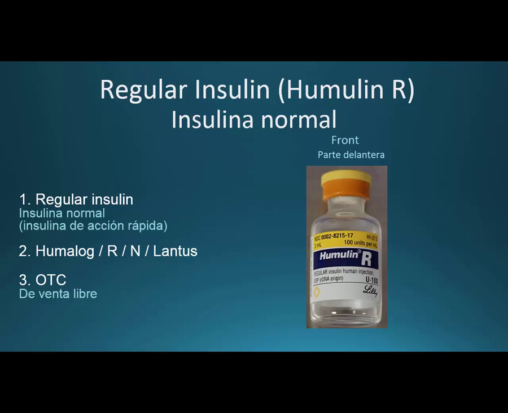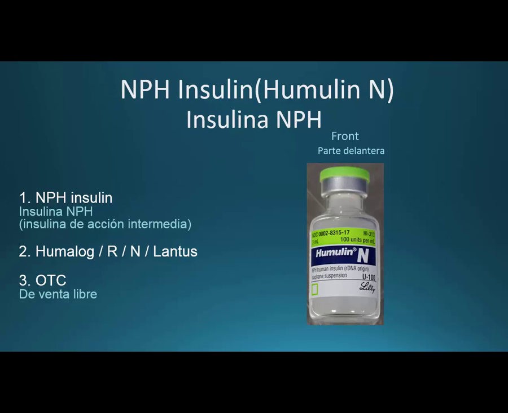Sin receta. NPH insulin, Humulin N, is insulina NPH. It's an intermediate acting insulin, so insulina NPH, insulina de acción intermedia. Humalog, R, N, and Lantus, again, the order, how quick they work. And then OTC, de venta libre. Again, we have to go behind the counter probably to talk to the pharmacist to get it. Necesita pedir el farmacéutico para la insulina porque está en el refrigerador. You have to ask the pharmacist because it's in the refrigerator.